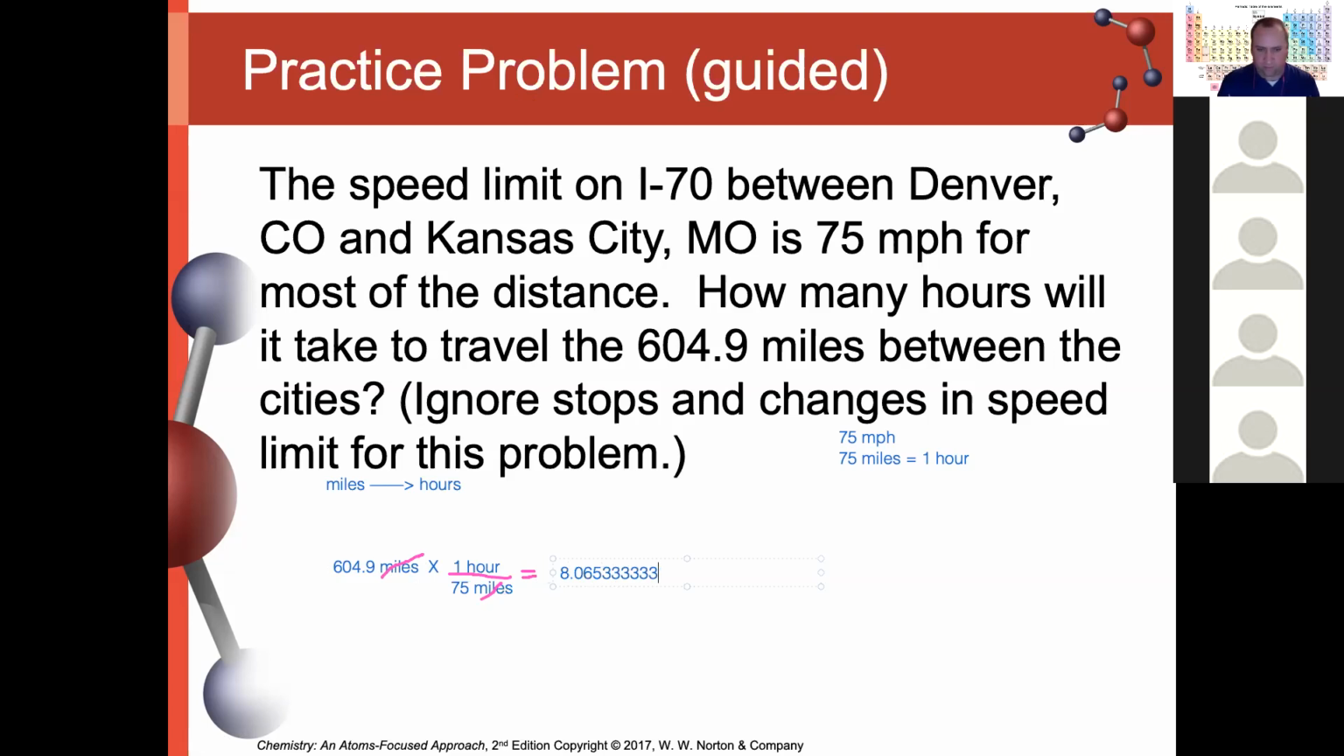Which obviously is way too many digits. So the question is, how many significant figures do I need to round to here? 4. All right, who said 4? Me. Oh, Malaz. Okay. Why do you think 4? Because the 75 is definite, and yeah.